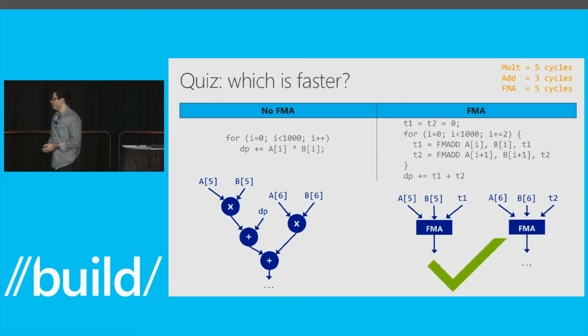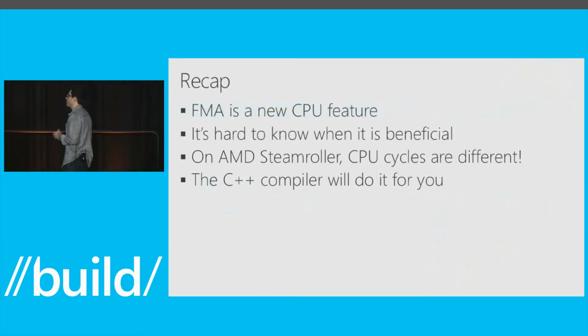Okay, quick recap. Yes, the right-hand side is faster. So quick recap, FMA is a new CPU feature. CPUs all have them now. The latest AMD chips, starting with Steamroller, have FMA support, and the Haswell chips have FMA support on the Intel side. It is hard to know when it's beneficial.